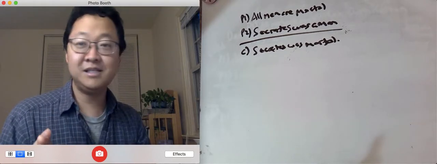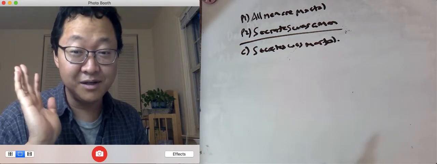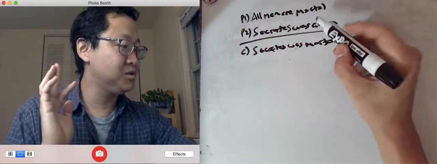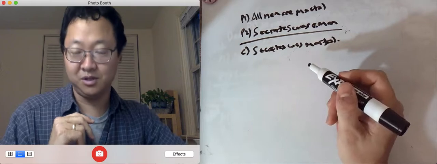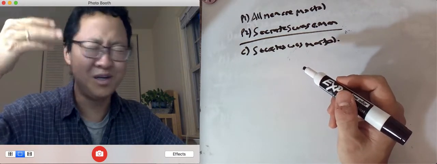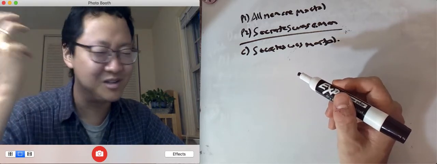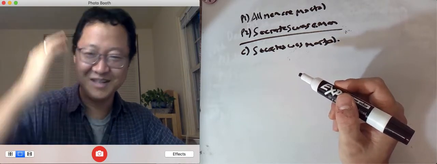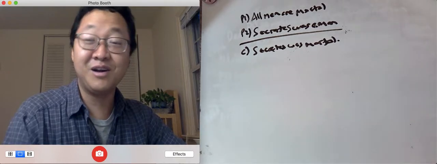Okay, and why is it valid? Remind yourself of the definition. If the premises are true, then the conclusion must be true. Okay, try to get that into your head. If the premises are true, then the conclusion must be true. That's what it is for an argument to be valid.